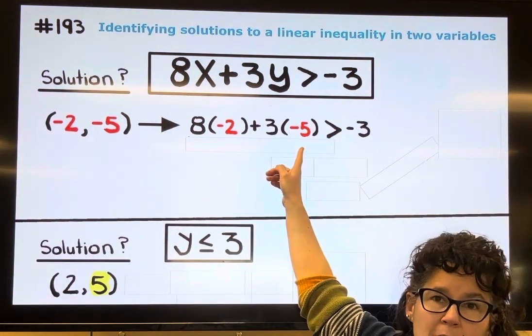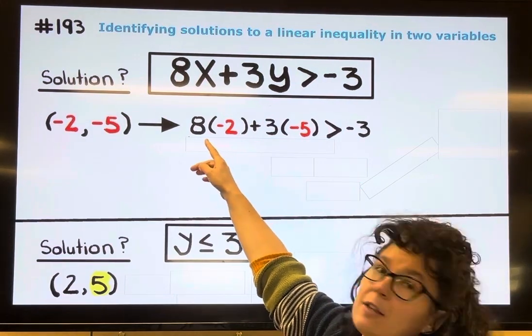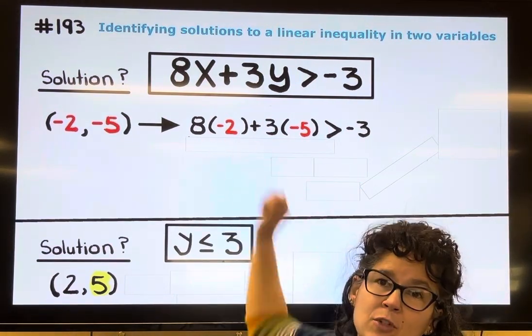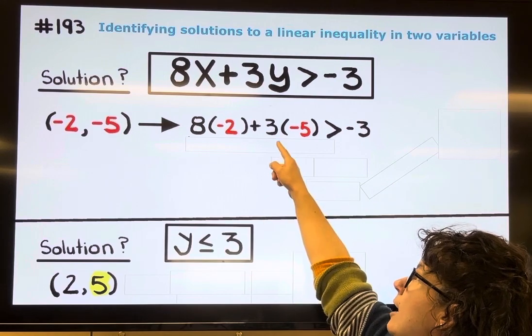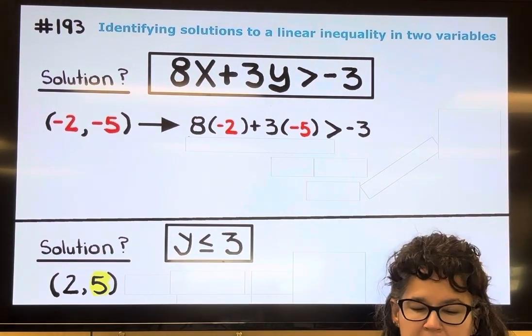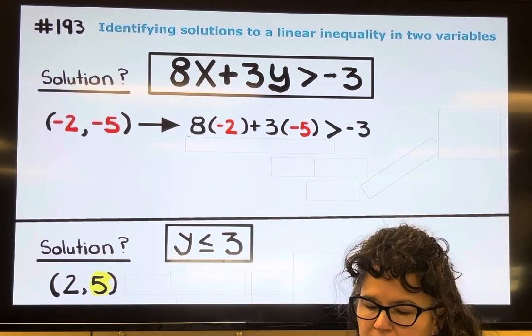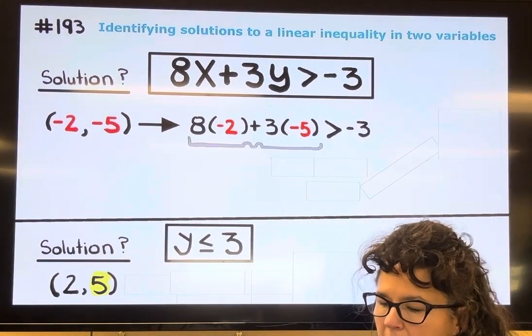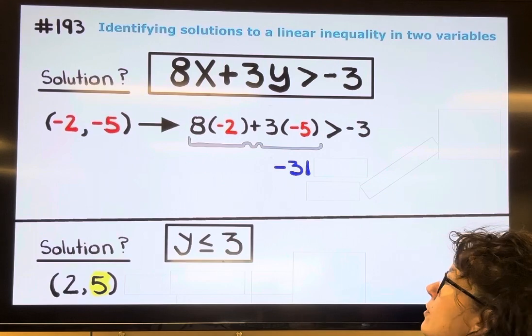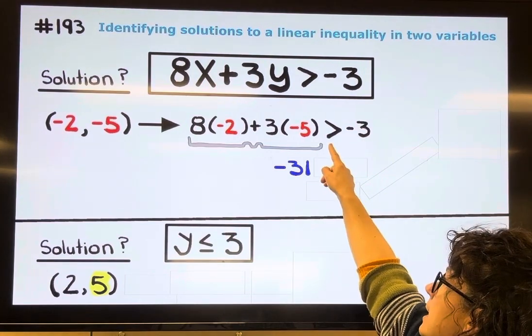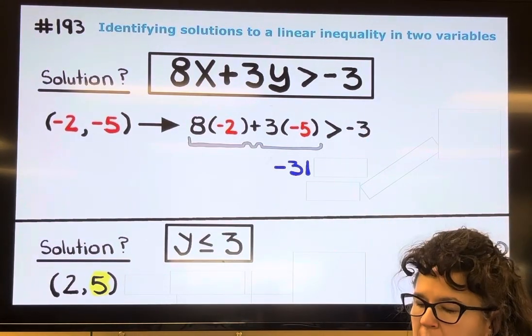Following order of operations, to simplify the left side, 8 times -2 is -16, and 3 times -5 is -15. And when I take -16 minus 15, I end up getting -31. Let's bring down the greater than -3.